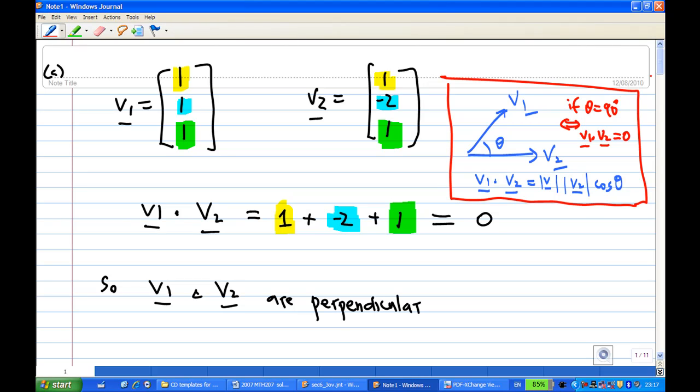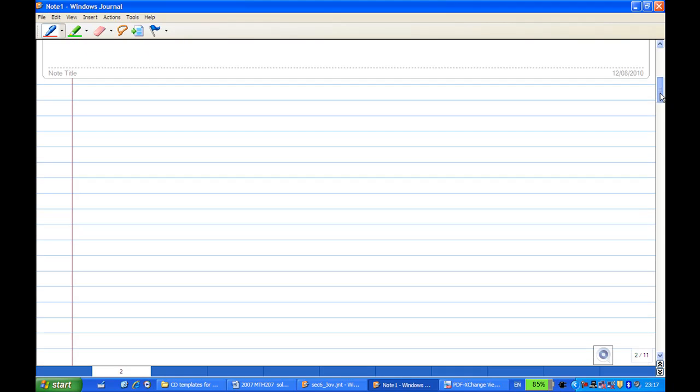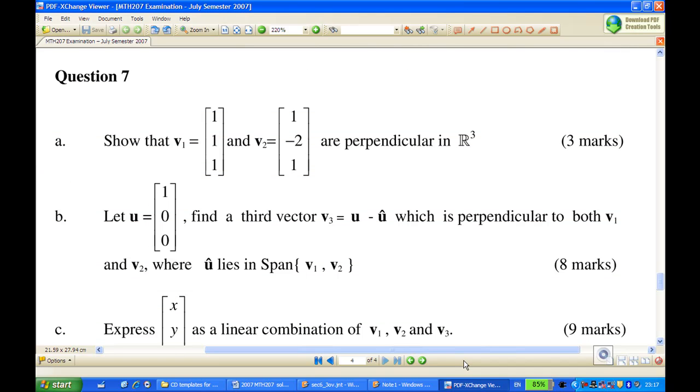Now let's look at the second part, which is slightly harder. Now we need to understand the question of the second part. So in this second part, let's look at the question again. Suppose u is the point (1, 0, 0). Find a third vector v3, which is u minus u cap, and this v3 is perpendicular to both v1 and v2, and u cap lies in the span of v1 and v2.